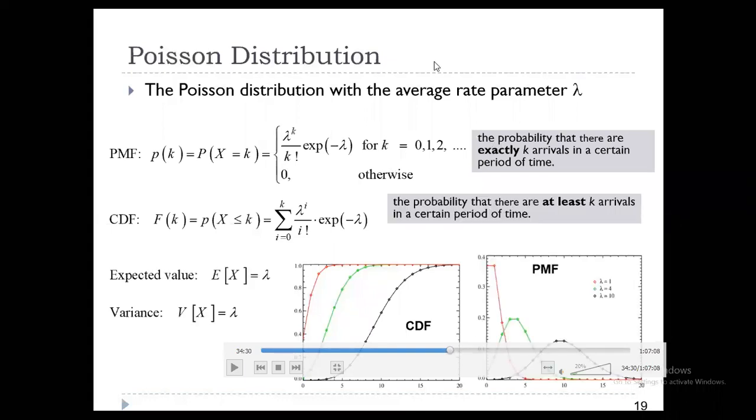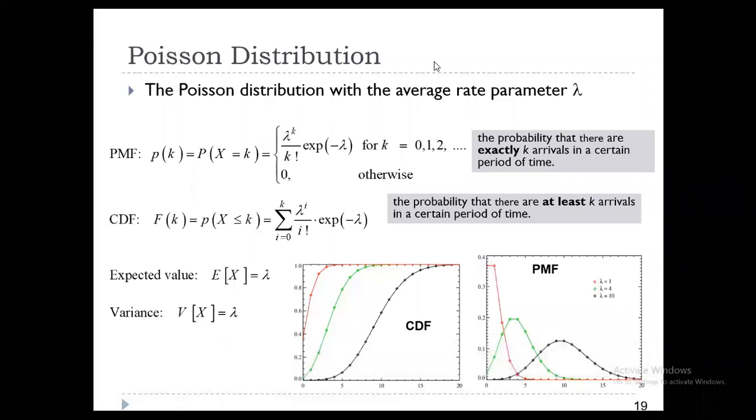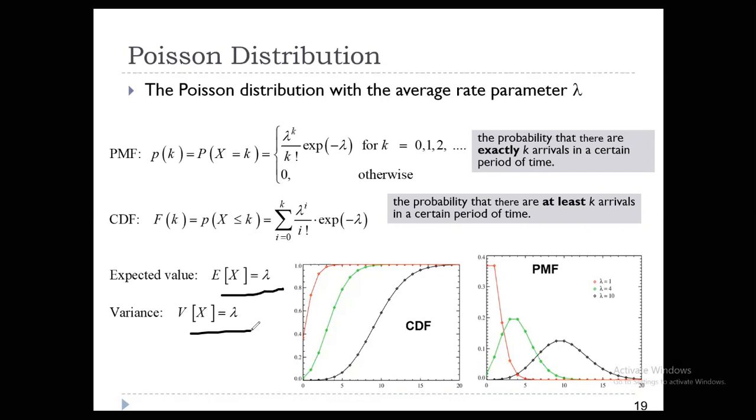So further properties have also been provided. The expected value is lambda, and the variance is also lambda. So the expectation of the process is lambda, and the variance is also lambda. And then the mass function of the distribution has been provided, so we can see the nature of the Poisson process.